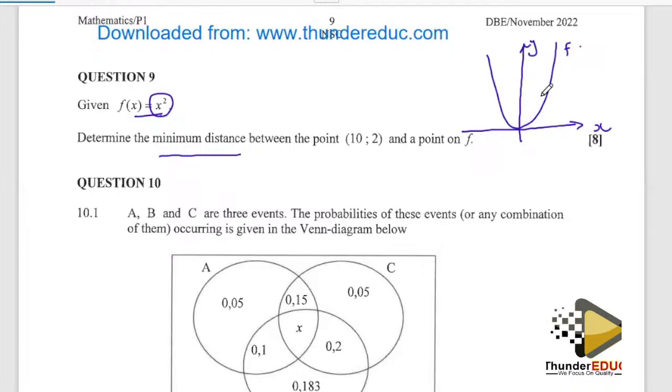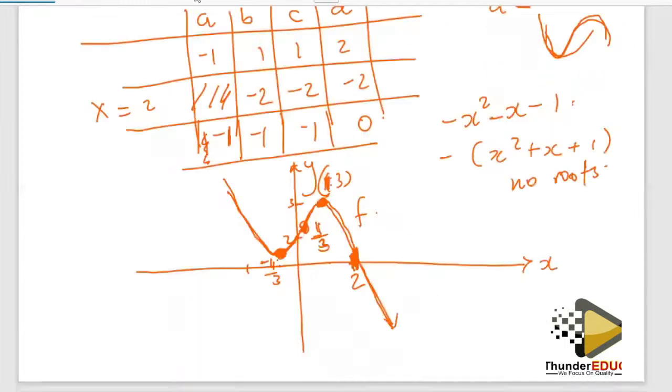Now, when we talk of any point, it could be anywhere, which means if the x coordinate is x, the y coordinate is going to be x squared. But then they're telling us there's a point (10, 2) somewhere, probably there, or it can even be below, doesn't matter. They want us to get the minimum distance between these two. So what I'm going to do, this is question number 9.